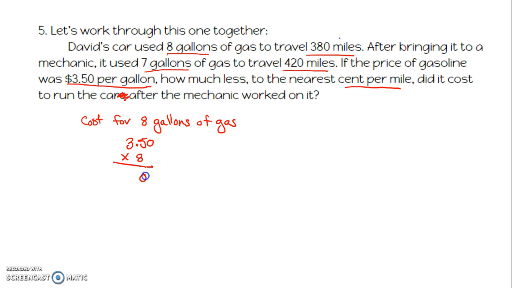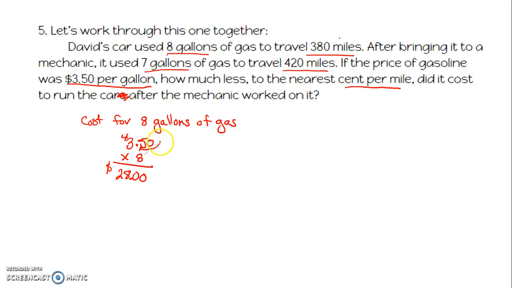8 times 0 is 0. 8 times 5 is 40. Put down a 0, carry a 4. 8 times 3 is 24, and 4 more is 28. I know my final answer is somewhere around 32. Oh, it must be $28 for 8 gallons.